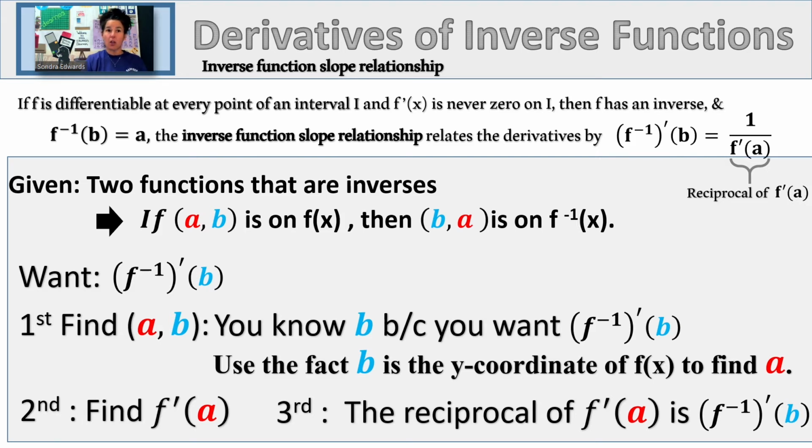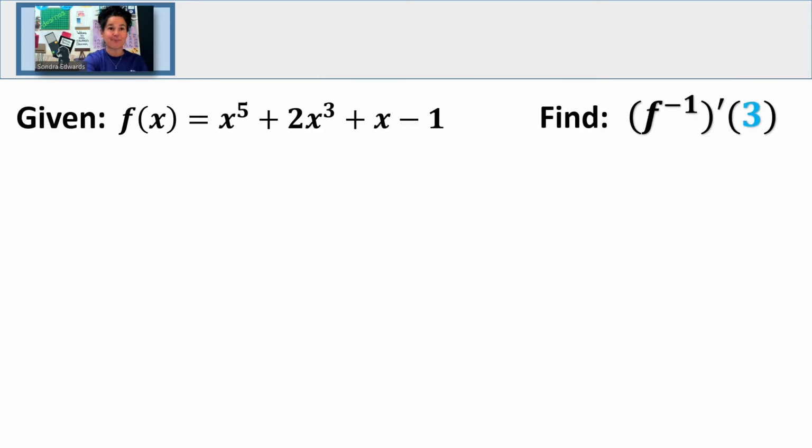It's a bit of a mouthful, but the big takeaway here is that you were given that the function's differentiable, so I know I need to use a theorem. Then I'm given that two functions are inverses, so I know I'm going to use this inverse function slope relationship. Step 1 is to figure out the full coordinate, a comma b, because only once you know what a comma b is will you be able to figure out what f prime of a is and flip it over. Okay, let's take a look at an example.